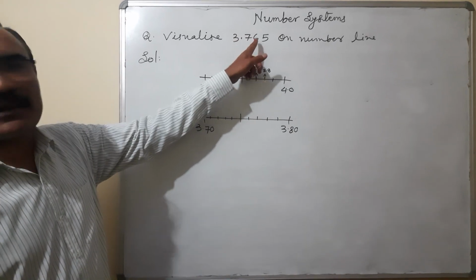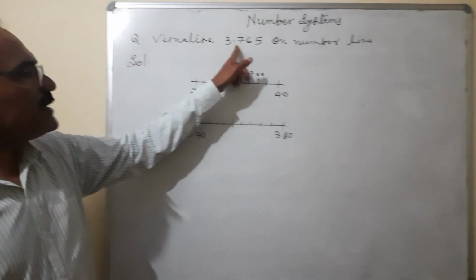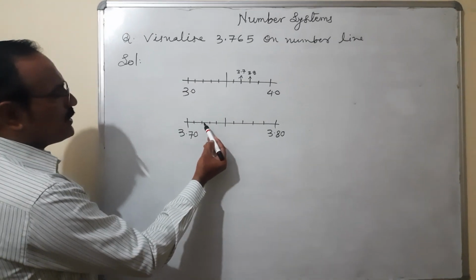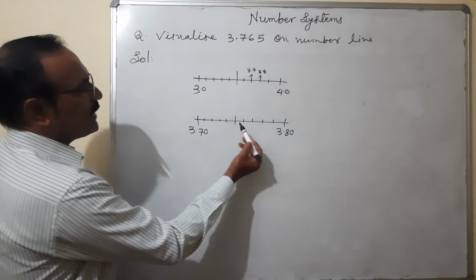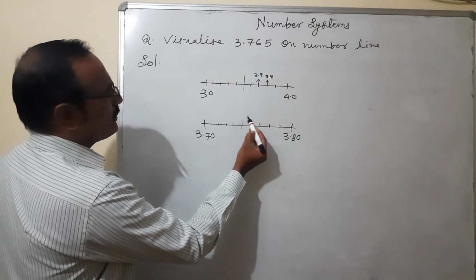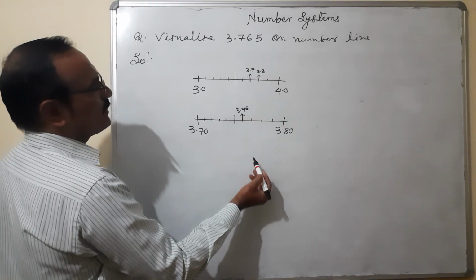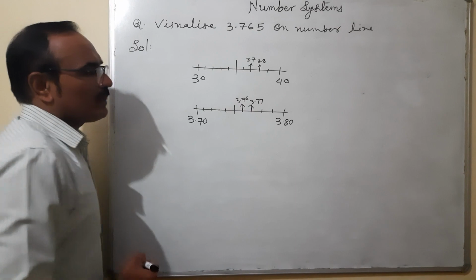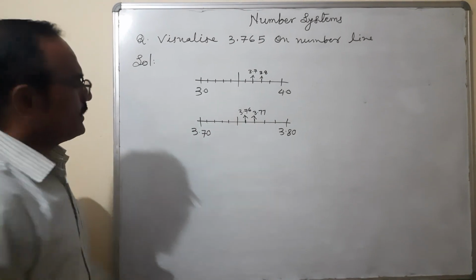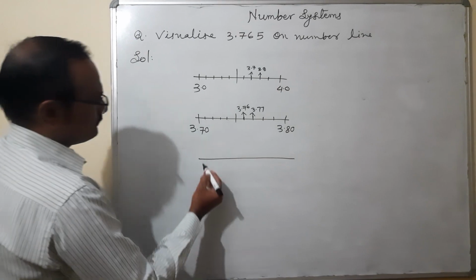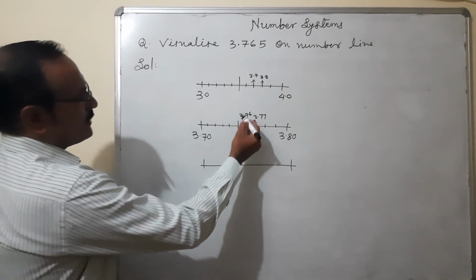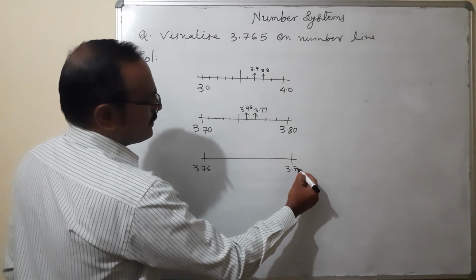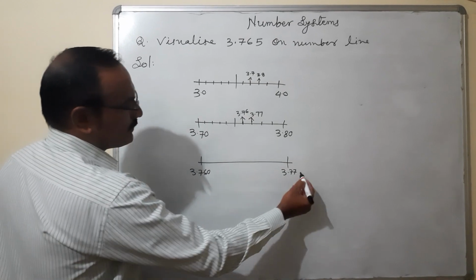Next is 3.76. After the decimal, the second digit is 6. So this is 3.7, 1, 2, 3, 4, 5, 3.75. It is 3.76. And this number is 3.77. Now this number comes between these 2 numbers. That is 3.76. Here is 3.77. Again put 0 here.